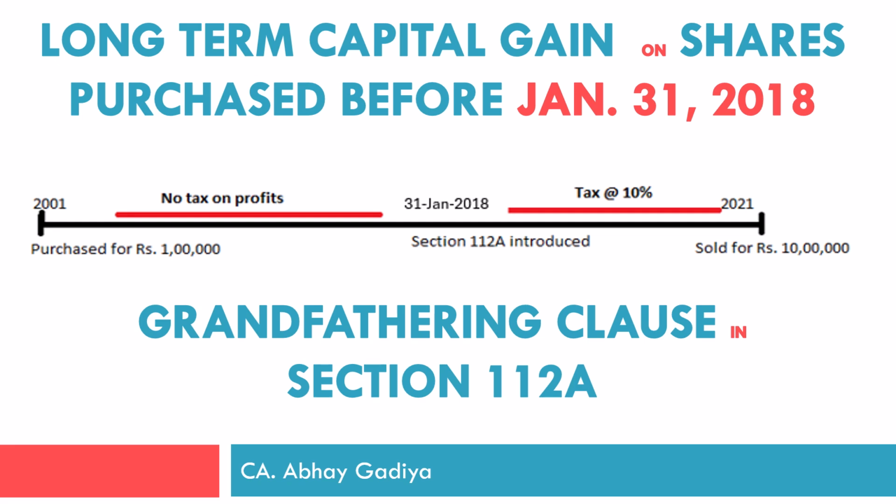Before I show you the formula, we need to first understand the clause of 112A inserted in 2018 budget to remove the exemption for long-term capital gain on shares. It added grandfathering clause to ensure that tax is only prospective in nature. So let us move to Excel and briefly understand its requirement, and then we will write a simple formula with a hypothetical example.